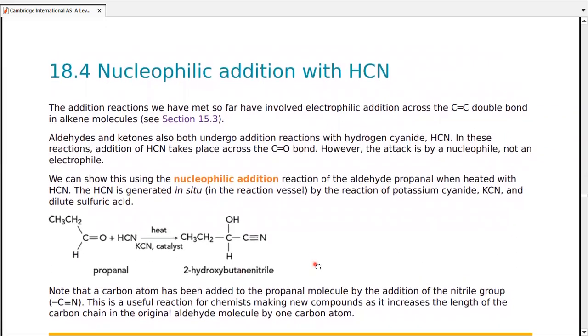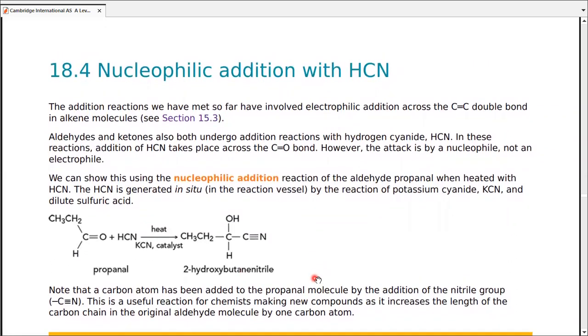Moving on, nucleophilic addition with HCN. This clearly gives us the idea. Now, remember, nucleophilic addition was the addition that was based on some components that may have a negative charge, this one, maybe this one, all right? Or if they don't have a negative charge, they have a lone pair because of which they act as a nucleophile.